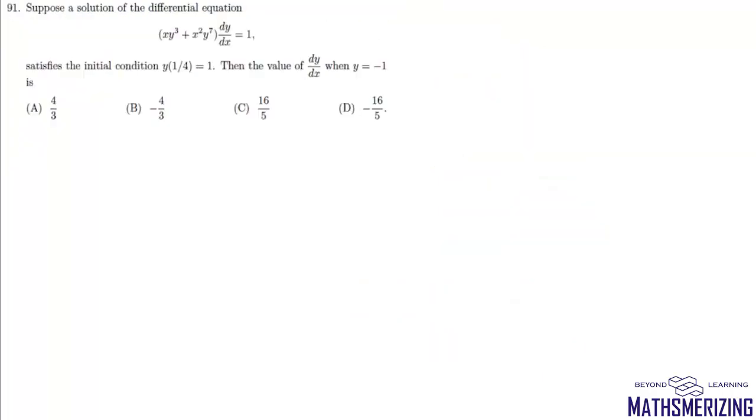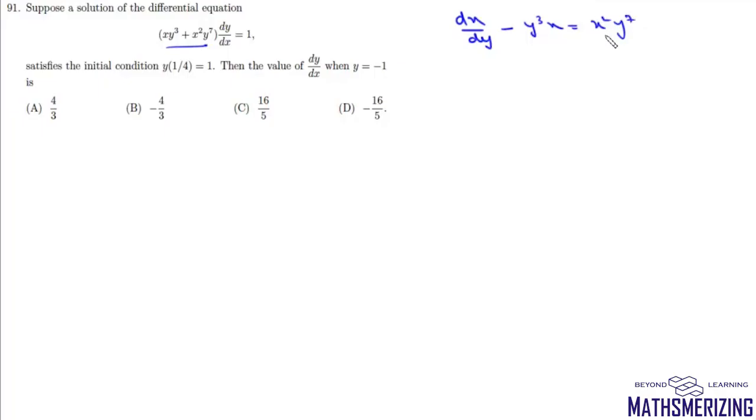Now question number 91 is, we are given this differential equation which is x y cube plus x square y to the power 7 dy by dx equals 1. Now we can write this as dx upon dy minus y cube x, and it is equal to x square y to the power 7.